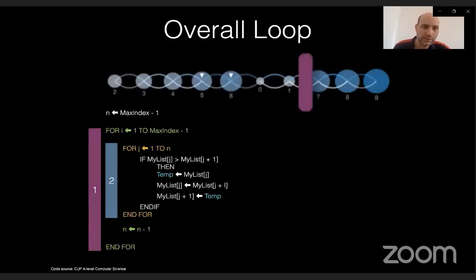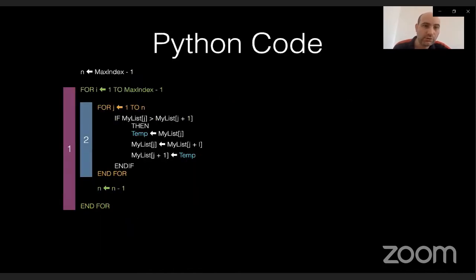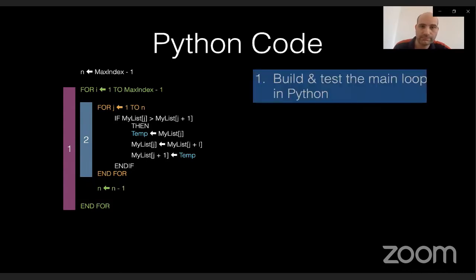Okay. So there you go, you've seen some code. Now, let's start to look at what I want you to have a go at. Now, I think it's really important to have a look at this. You've got an outer loop and an inner loop. So I've split them into one and two so you can do it.